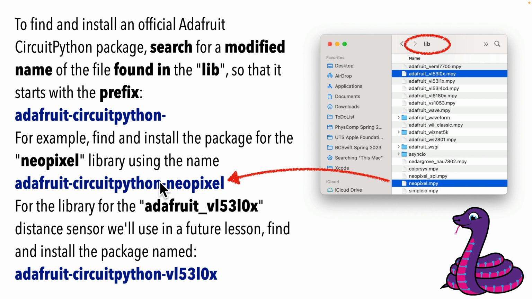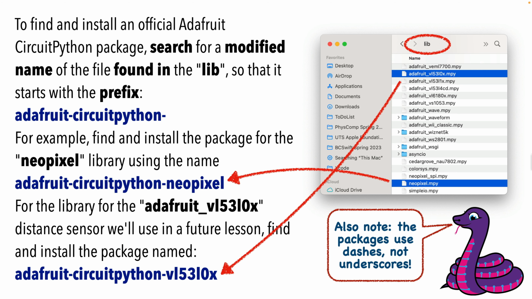Adafruit-CircuitPython-NeoPixel. As another example, in a future lesson, we're going to use a distance sensor called the VL53L0X, and that's in the Adafruit lib folder as Adafruit_VL53L0X. If you were going to add the package for that, you'd want to search for Adafruit- not underscore CircuitPython-VL53L0X. Also, make sure you're using dashes when you search for things in PyCharm. Those same names usually have underscores in the library.